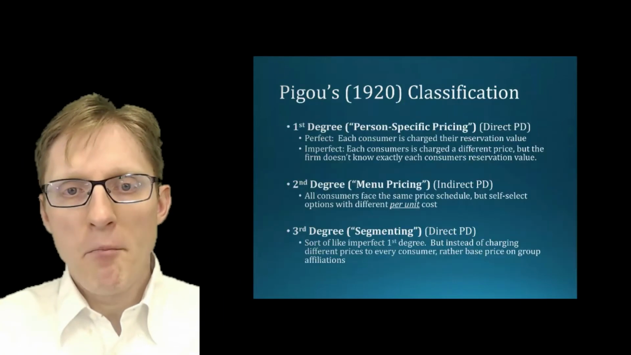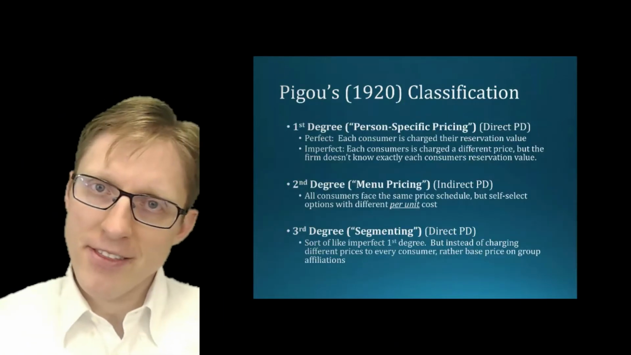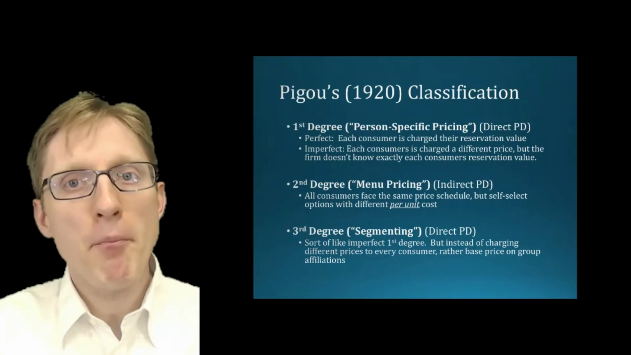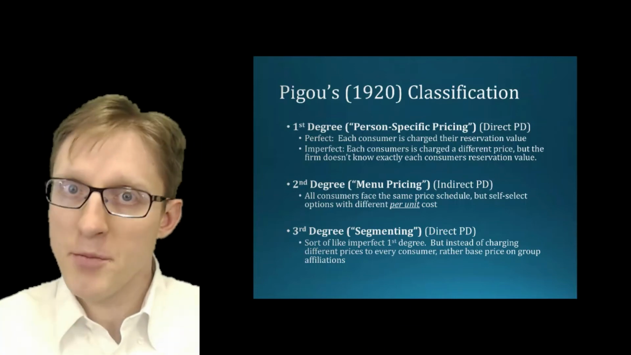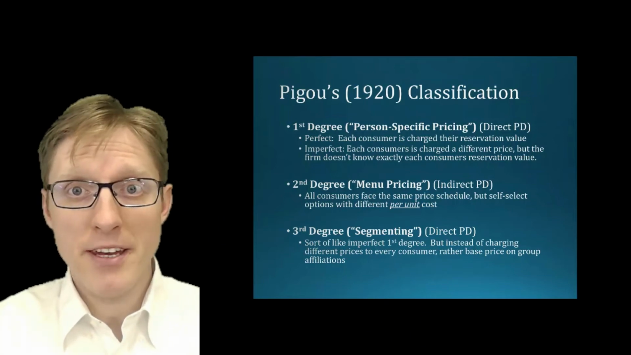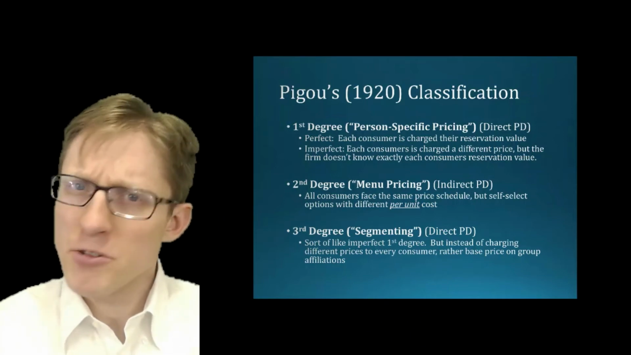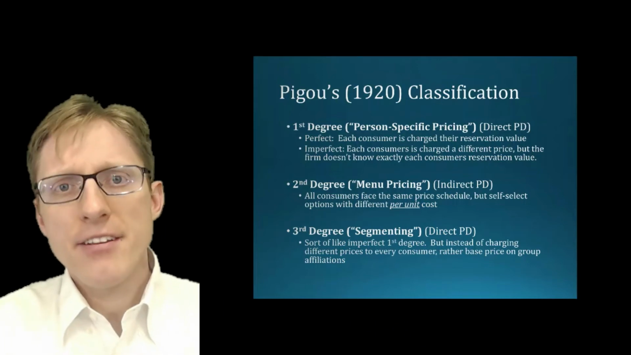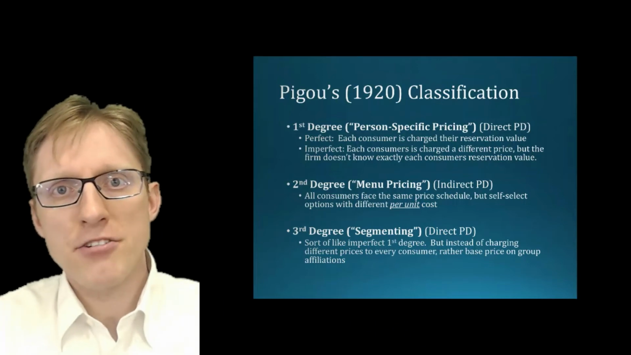Okay? I still go over this. I think the lines are blurring somewhat, but this is a very popular, slightly more detailed classification. Pigou's classification of 1920 in his book is often cited, so it's worth quickly covering. He defines three different types of price discrimination.